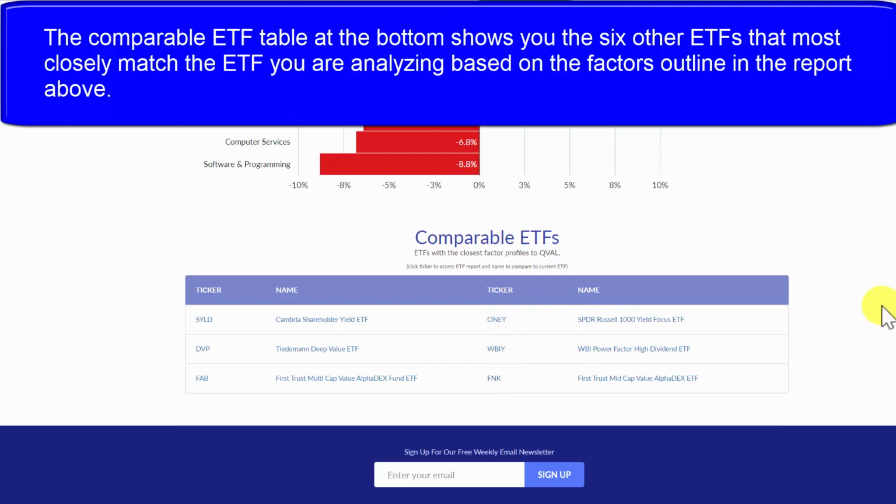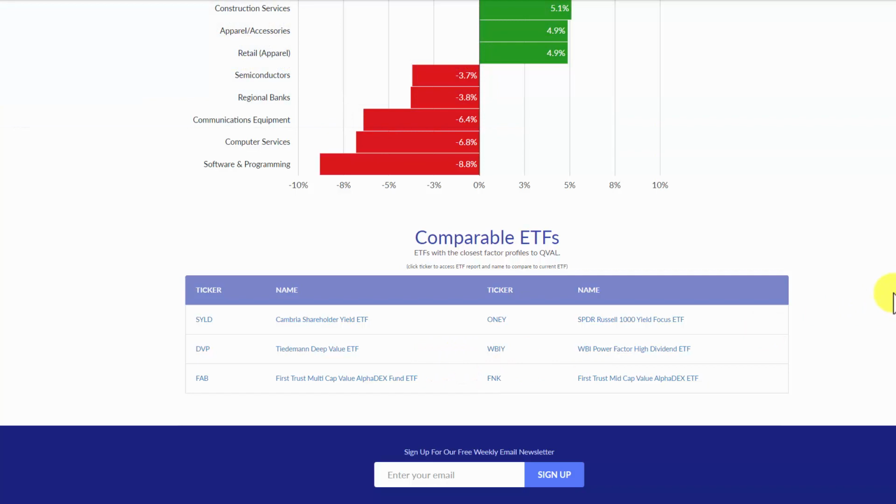You're seeing other types of value funds in here, and you're seeing value funds that use similar factors to what QVAL uses. And you can click on any one of these ticker symbols to get the report for that ETF, or you can click on the name and it will then automatically compare that fund to QVAL. So if I want to compare the shareholder yield ETF, I would click on the shareholder yield ETF, and now all the charts in the bottom turn into a comparison.